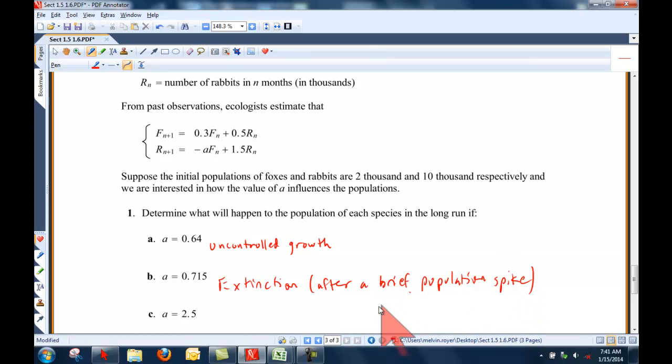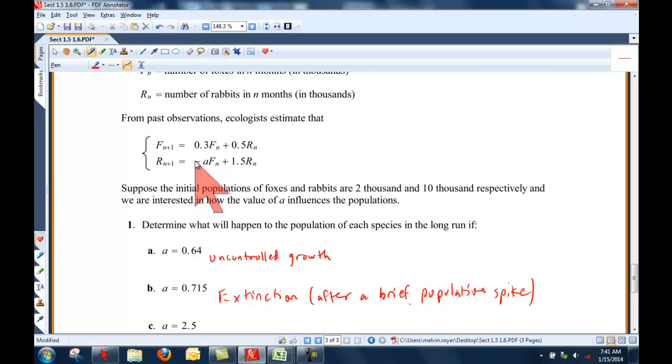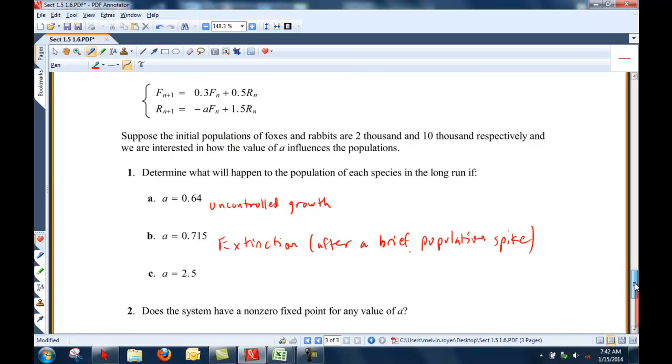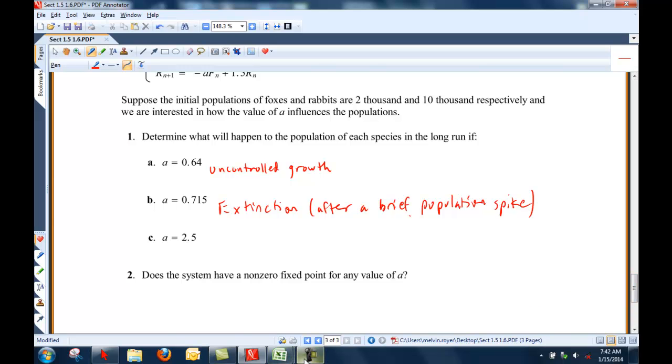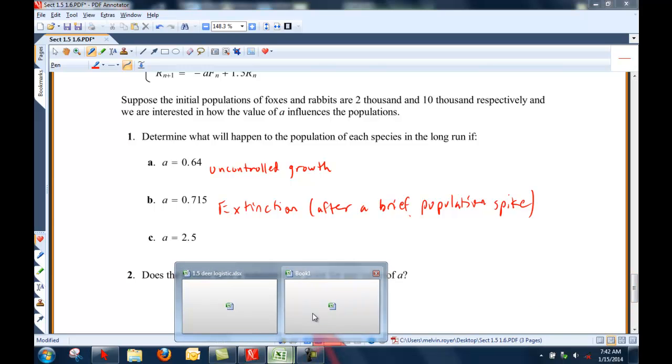Let's go ahead and try a equals 2.5. Well, if I think about what this a is, in some sense it's a hunting efficiency. The higher a is, the more the fox population will tend to decrease the rabbit population. So if already at 0.715 the rabbits are going extinct, then surely at 2.5 the rabbits are in trouble and therefore the fox are in trouble as well. But let's go ahead and check it out.